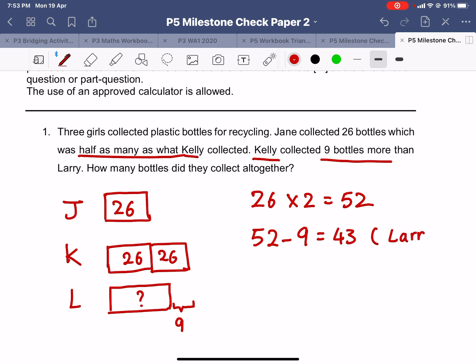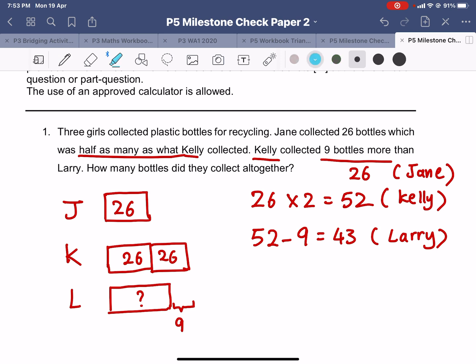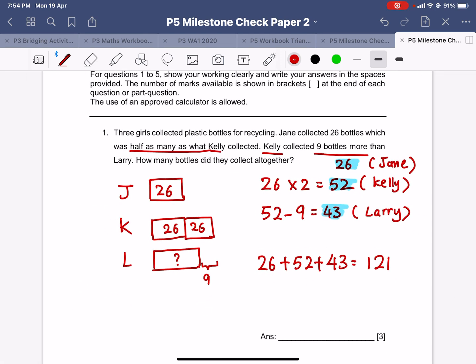Now 43 stands for Larry. So you can write to tell yourself what this number means. 52 is for Kelly. 26 is who? Jane, right? So now the numbers all become very easy already. Kelly, Jane, Larry. So what do you do next? Because it's calculator paper, remember you have a calculator, so please don't do your workings anymore. Use the calculator. Don't get into such a big habit of doing workings and wasting time. So that is question number 1.